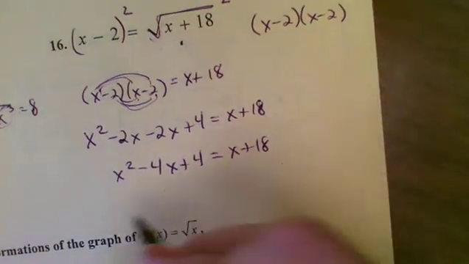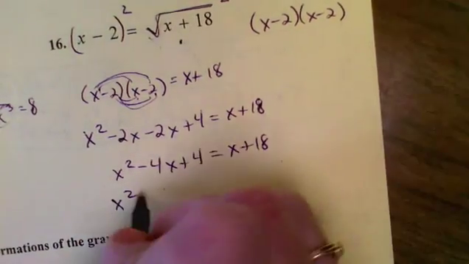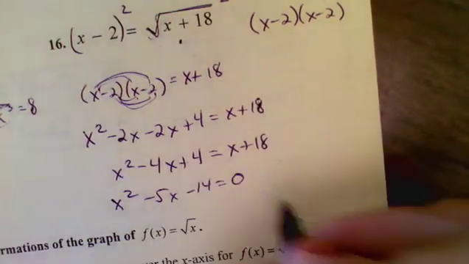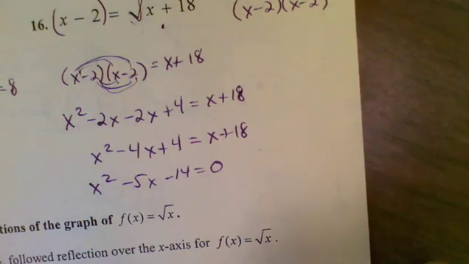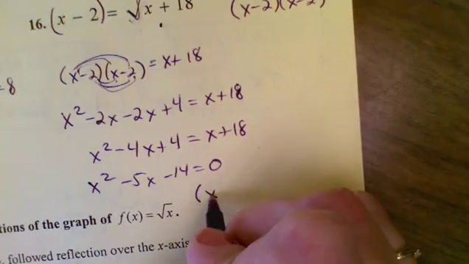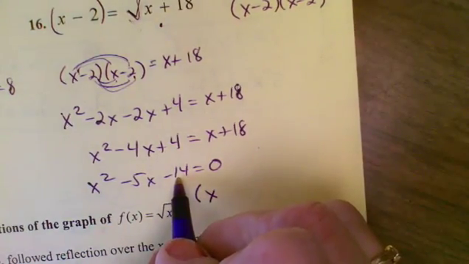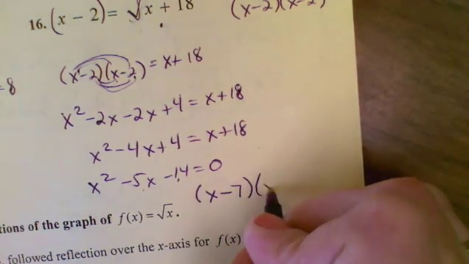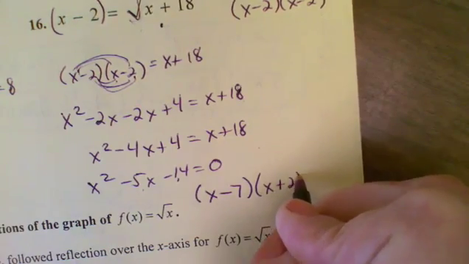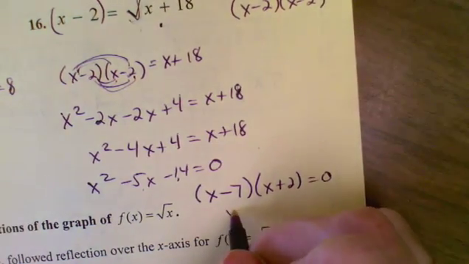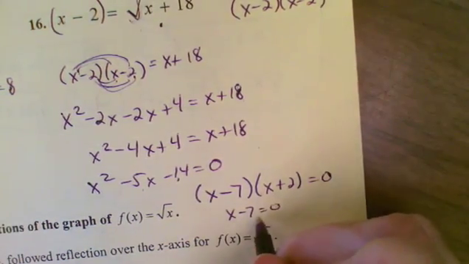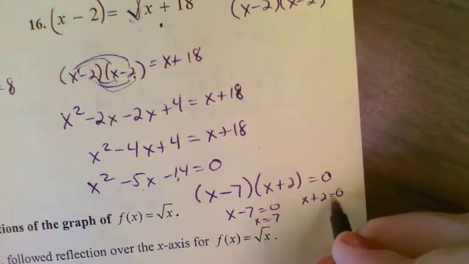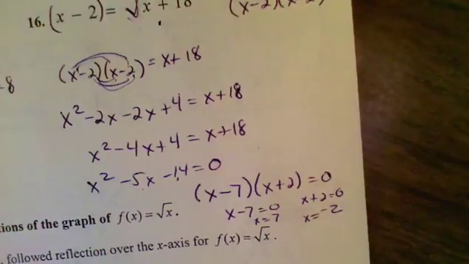So now you have a quadratic, so you have to get everything set equal to 0. I'm going to subtract x, subtract 18, and either use the quadratic formula or factor. I think this one factors pretty nicely. A pair of factors of negative 14 that adds up to negative 5 would be minus 7 and plus 2. So then I set each of these equal to 0, and I'm running out of room, but I get x is 7. Here when I set that equal to 0, I get x is negative 2.